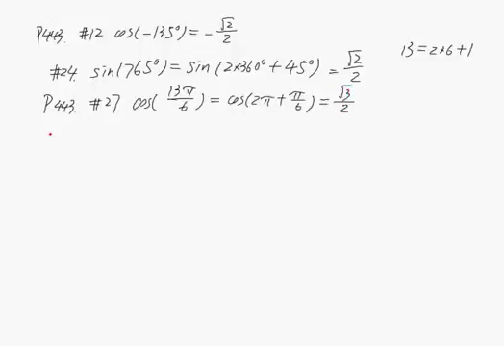Now let's look at another example. We have the cosine square of negative 210 degrees minus sine square of negative 210 degrees. So this symbol means, okay, the square of the sine of x. So first you take the sine and then you take the square.